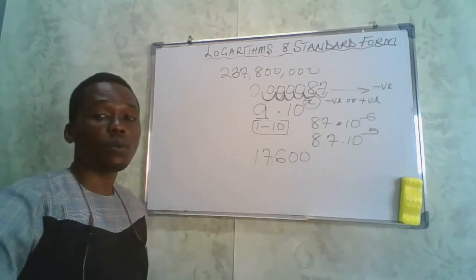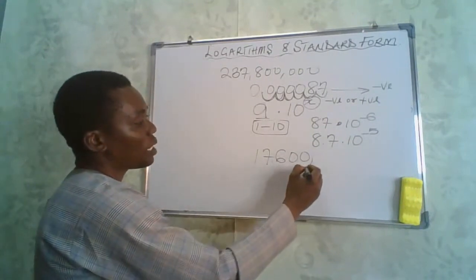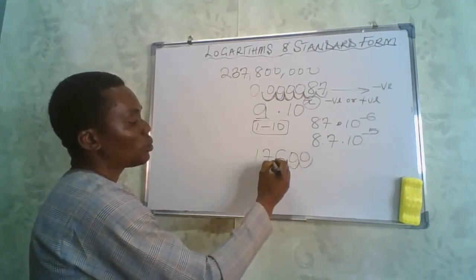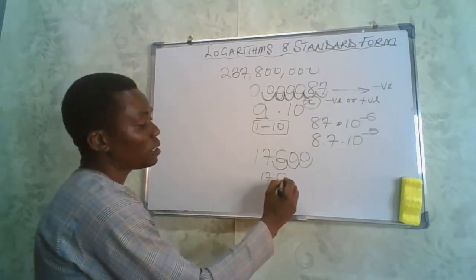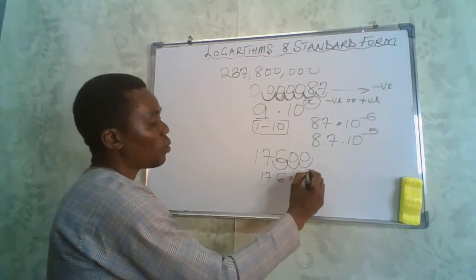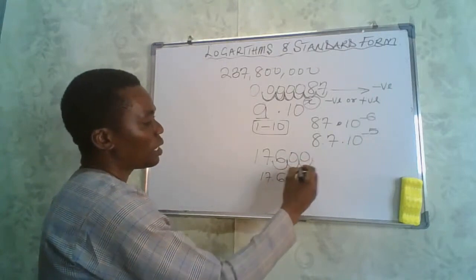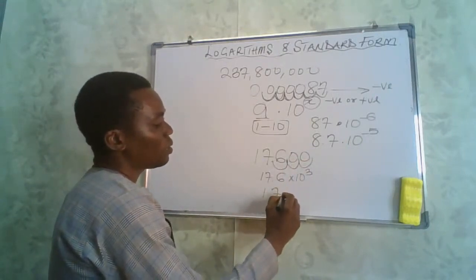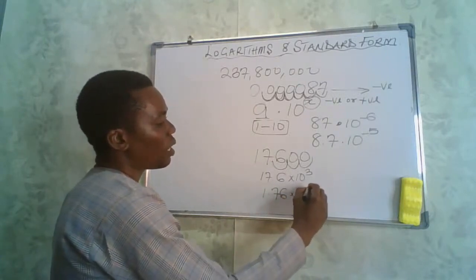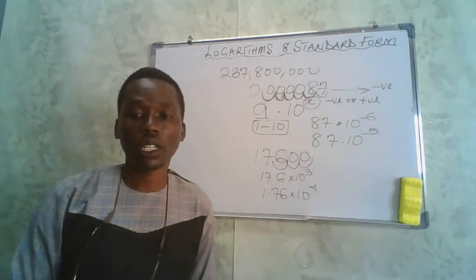Now, wherever I count determines what the number will be. So if I count from here, 1, 2, 3, that will definitely give me 17.6 times 10 to the power of 3. Now, if I decide to count from here to this point, this will give me 1.776 times 10 to the power of 4. And that is what that is going to give me.